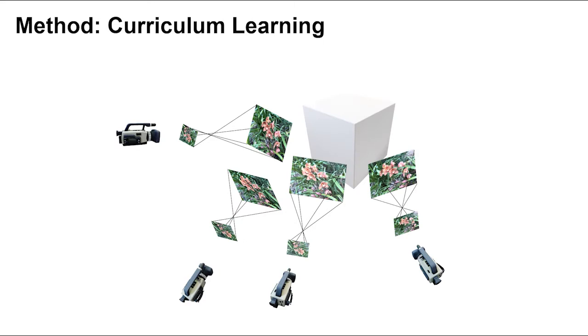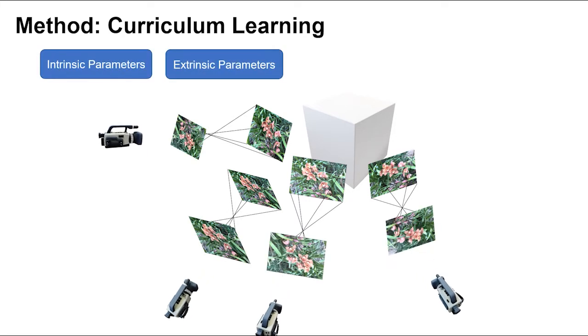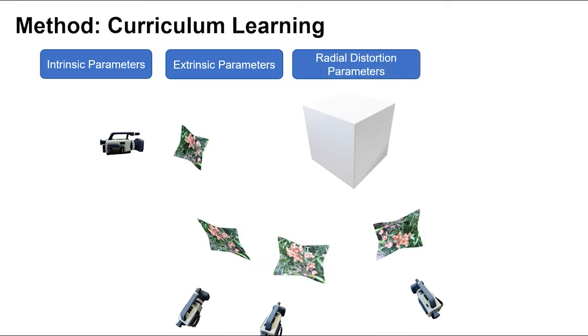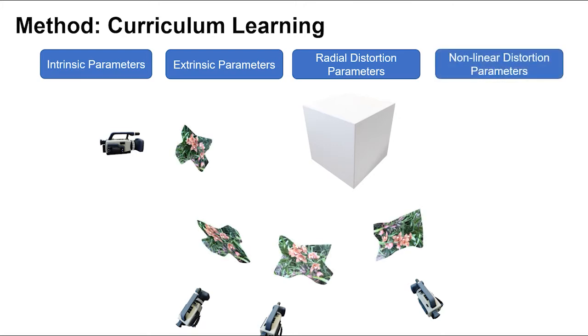While training neural radiance fields, we subsequently extend learnable camera parameters to improve the stability of training. We first extend intrinsic and extrinsic parameters. We then add radial distortion parameters as learnable parameters. Eventually, we add nonlinear distortion parameters as learnable parameters. By ablation studies, we experimentally demonstrate that curriculum learning is helpful for optimizing our model.